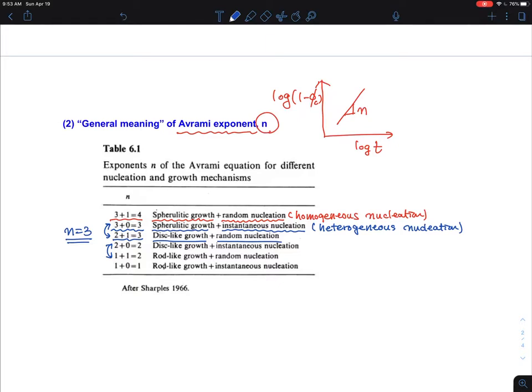Okay, so you can see that it ranges over some of the dimensionality and what is called the types of kinetic order of the nucleation. So n essentially depends first on the dimensionality of the crystal growth.